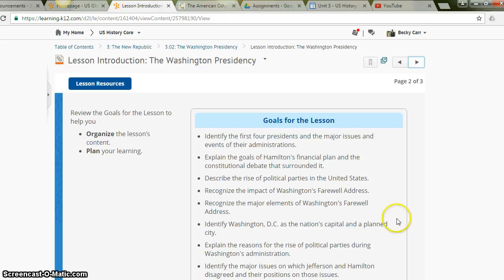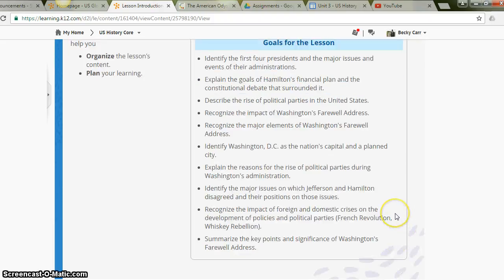Explain the reasons for the rise of political parties during Washington's administration. Identify the major issues on which Jefferson and Hamilton disagreed and their positions on those issues. Recognize the impact of foreign and domestic crises on the development of policies and political parties, the French Revolution and the Whiskey Rebellion. And summarize the key points and significance of Washington's farewell address.